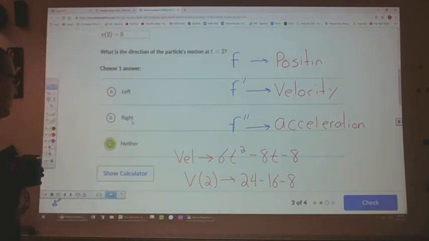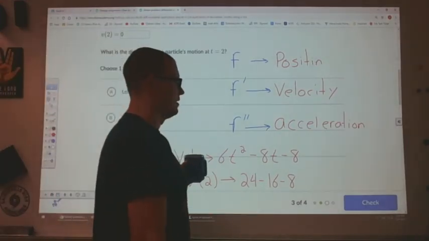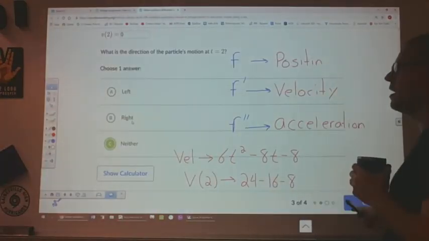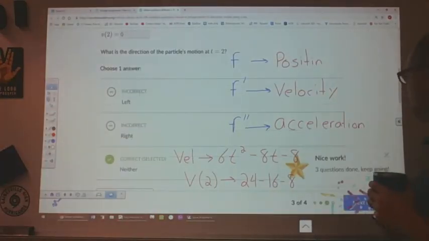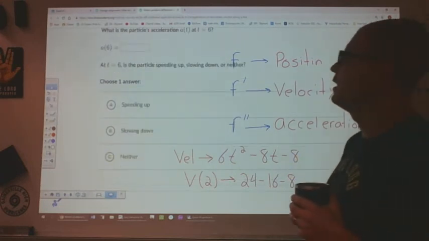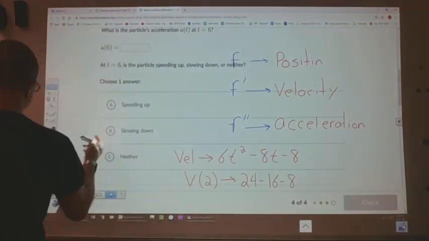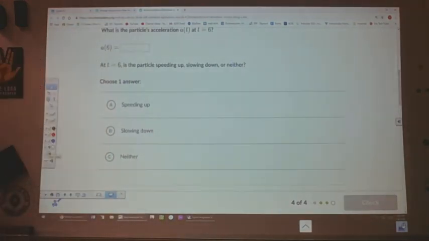We can look at its acceleration at time 2 as well to see what direction it might be accelerating, but I'm going to stick with neither for this one. I think Khan Academy did not want us to go that in depth. Let's see. Yes. Okay. This one does. Speeding up, slowing down. So again, we're going to have to look at the acceleration most likely, which is what they're calculating up there. So, cool.